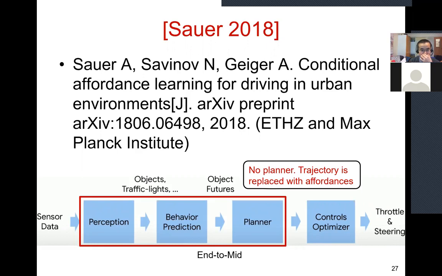So the next paper is from ETHZ in Switzerland and the Max Planck Institute in Germany. It's conditional affordance learning for driving in urban environments. It's an intermediate approach, except that there's no trajectory. It replaces the trajectory with affordances.